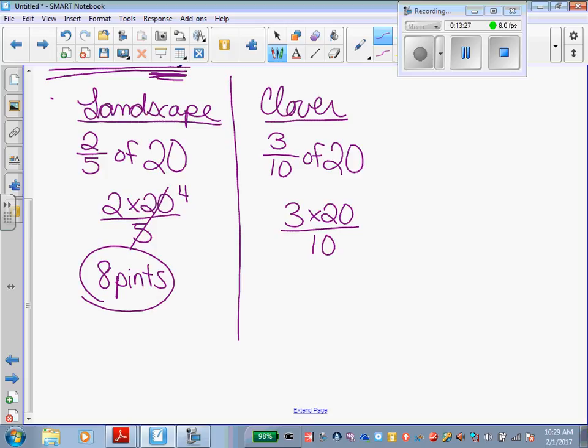All right, let's go to the clover. Emma, what would I do next? 10 divided by 10. Okay, let's say it the other way around. What's 20 divided by 10? So we can cancel these two out. 10 divided by 10 is 1. 20 divided by 10 is 2. And so how many pints of paint is for the clover? Mia: 6 pints. 3 times 2 is 6 pints.